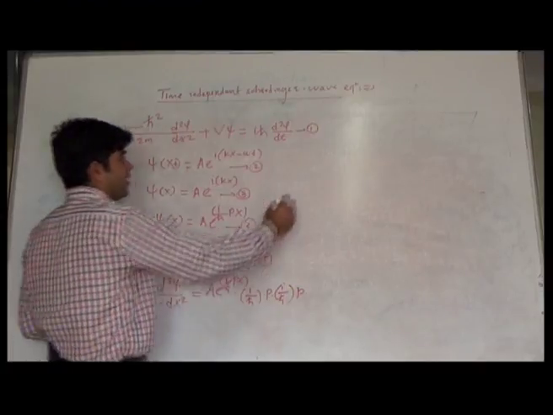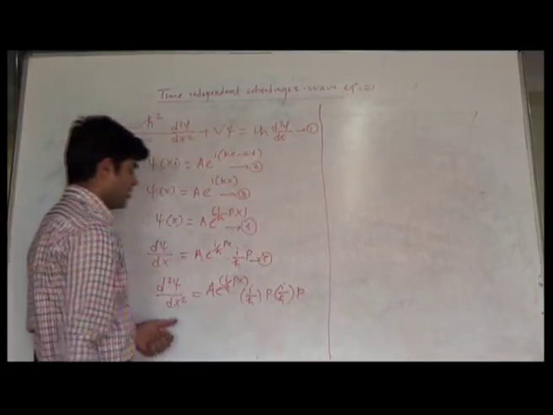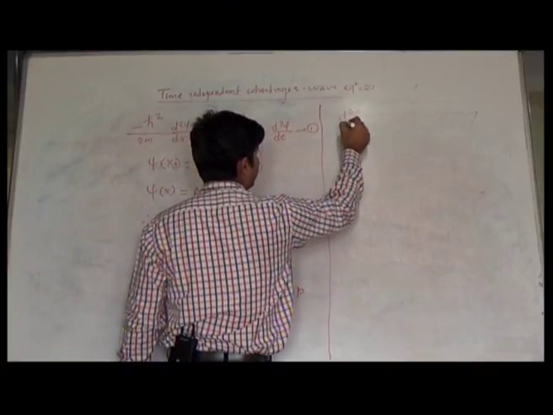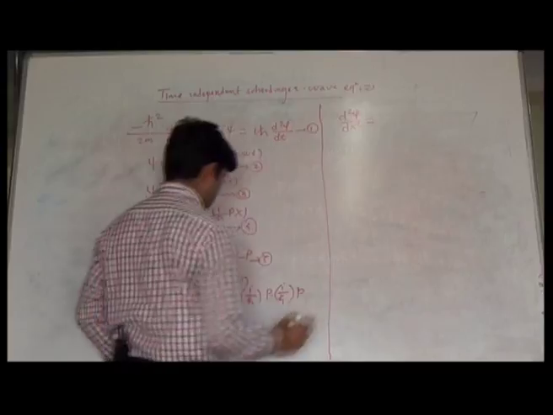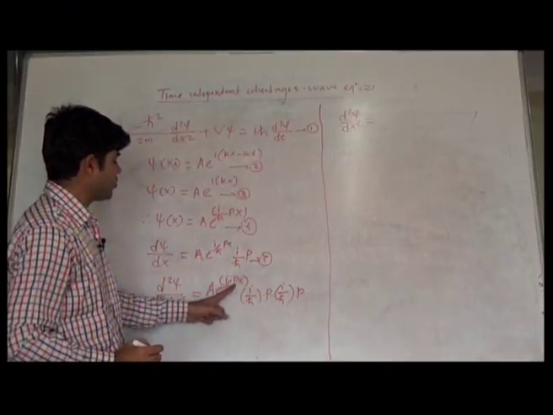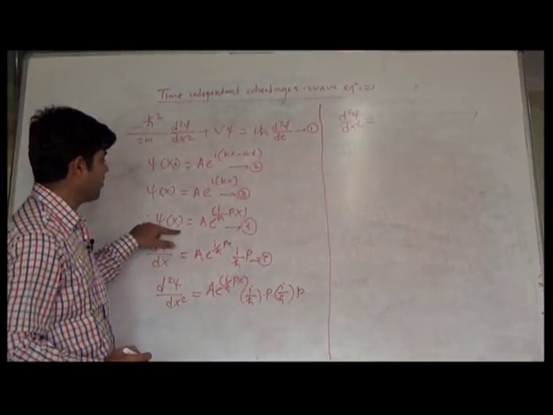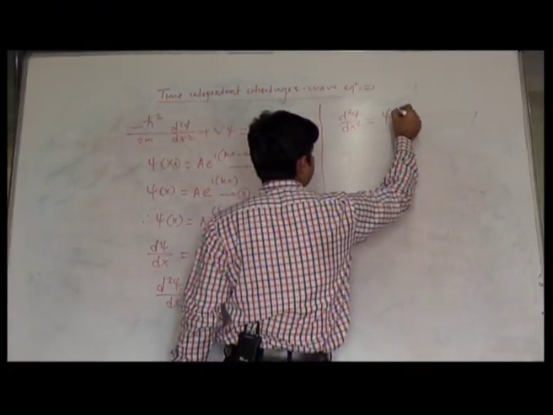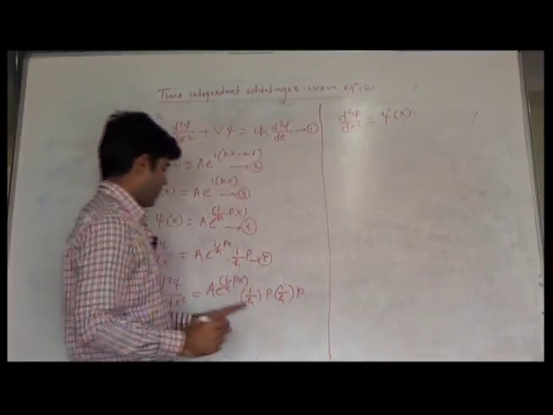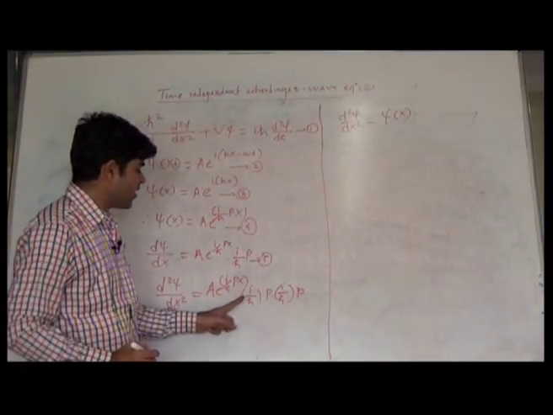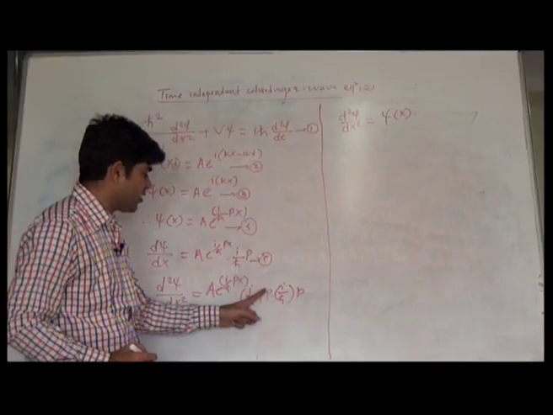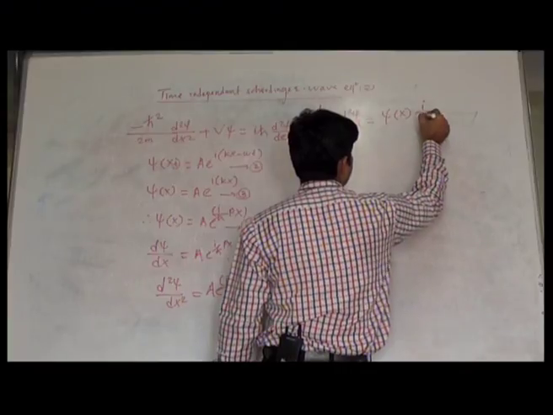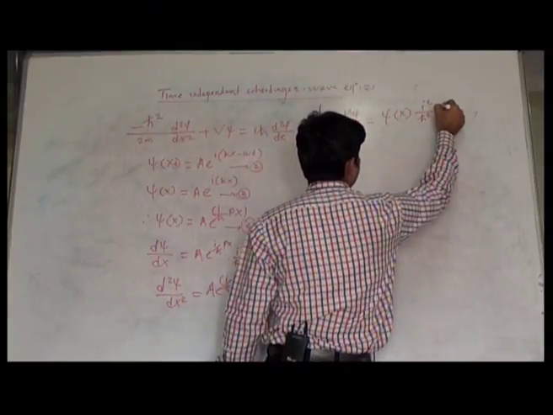Next we can write this equation this way: d square psi upon dx square is equal to A e raised to i upon h cross px. This value is equivalent to equation 4, so we can write psi of x into i square upon h cross square into p square. Hence i square upon h cross square into p square.